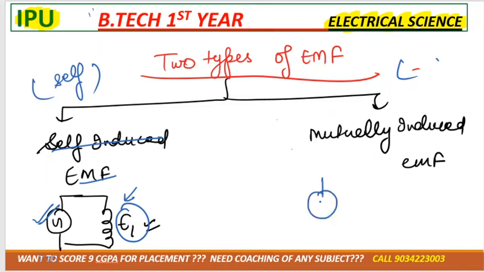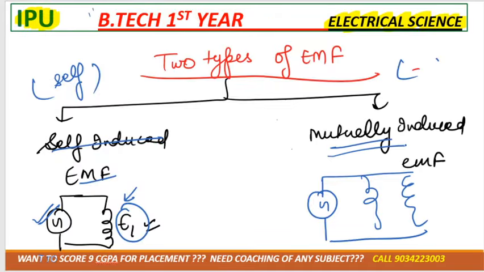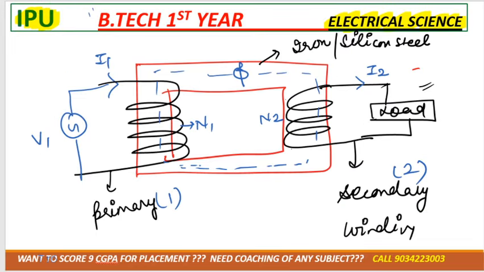And another thing, if we are giving supply in the primary but EMF is induced in the secondary winding, that is mutually induced EMF. Got it? So this one, primary winding supply, primary EMF, that is self-induced EMF, and when we give supply to the primary and automatically EMF is induced in the secondary, that is known as mutually induced EMF.